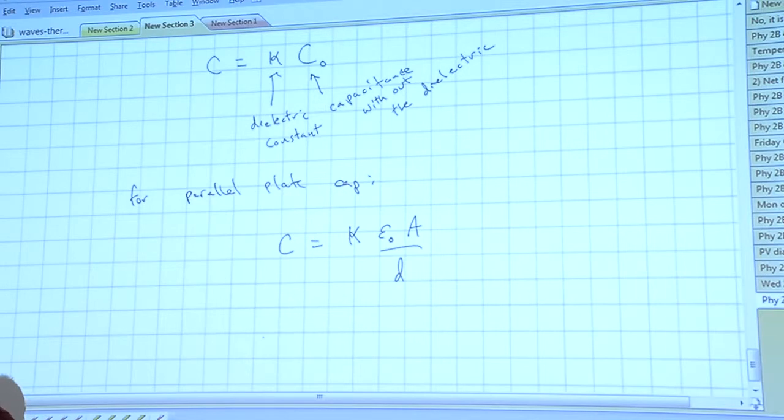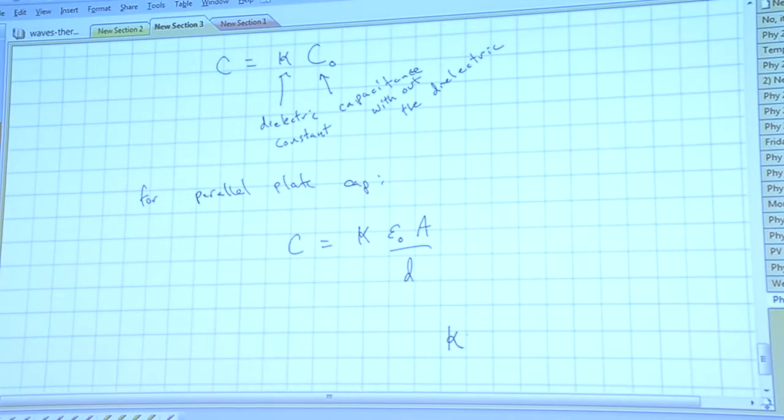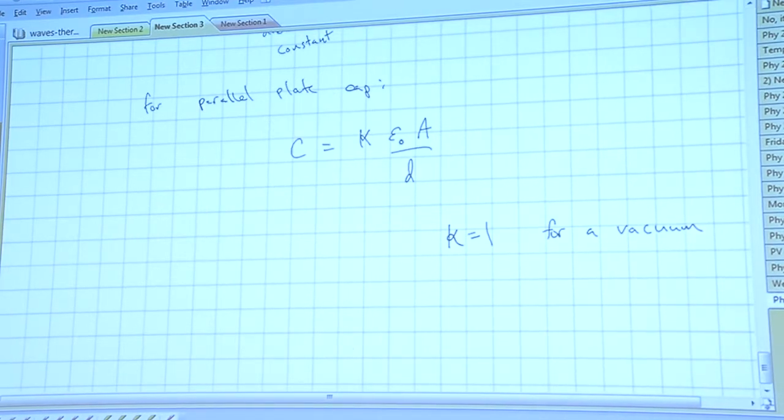What does your book use? Kappa? Yeah. You have to add that dielectric constant. That's a number greater than or equal to 1. For a vacuum, it's 1. And air is almost 1 also. And then for other materials, it increases.